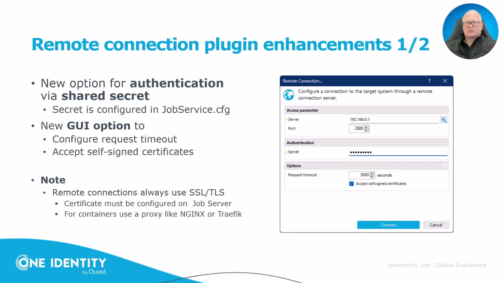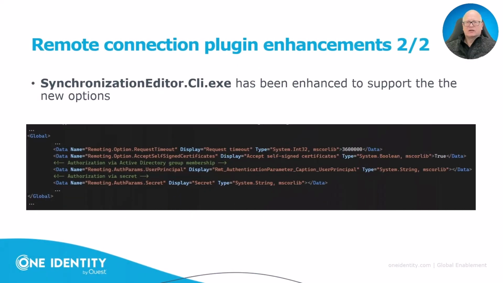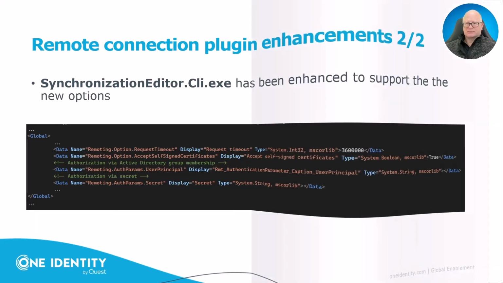or, for example, have a little bit better security implemented. It was necessary as well to add a secret to the configuration. It is then stored in the job service config on the server service side, and with that you are more secure. And to make it happen, in the GUI, it is now possible to add these values as well. Same thing, by the way, it's not only implemented in the synchronization editor, but even the synchronization editor client, that means the command shell tool, has that option implemented.